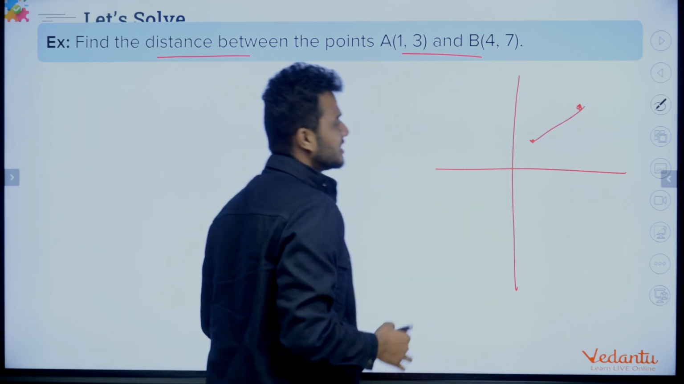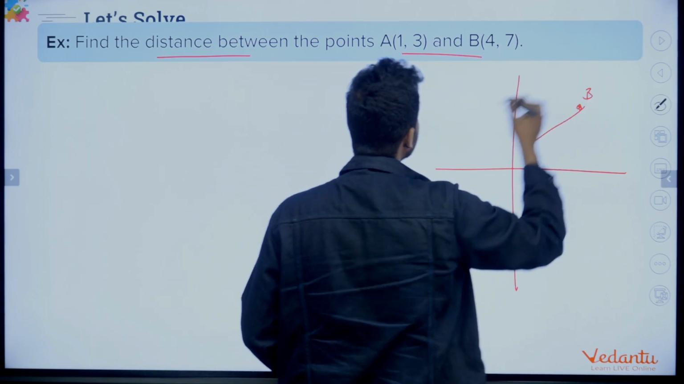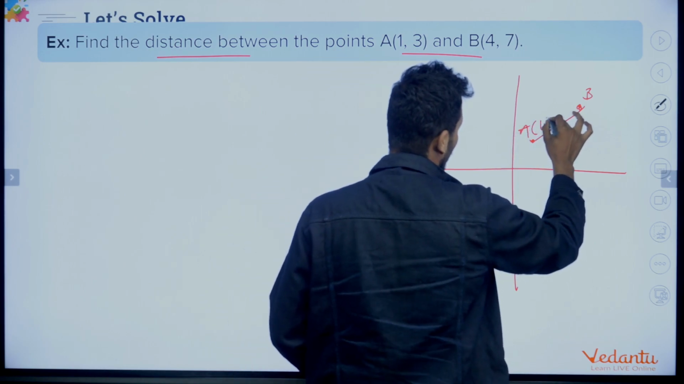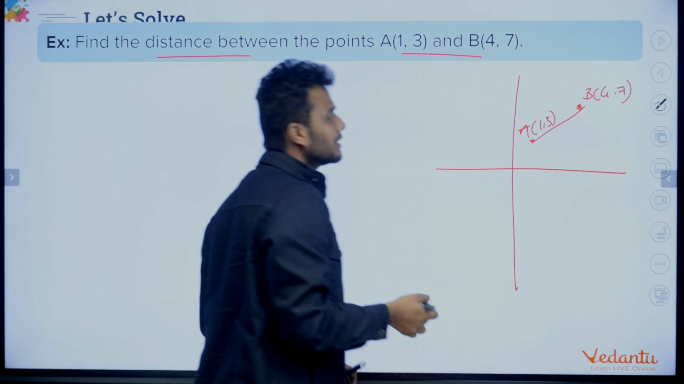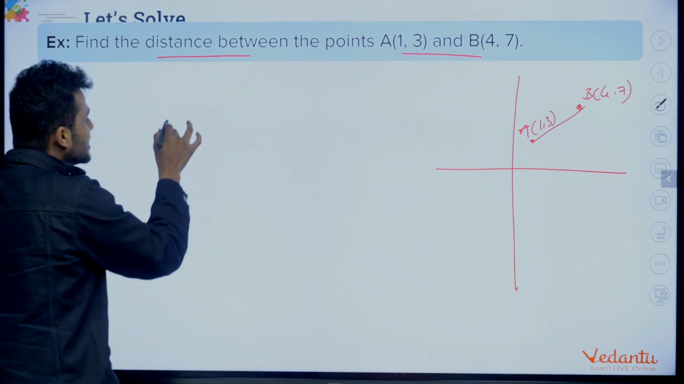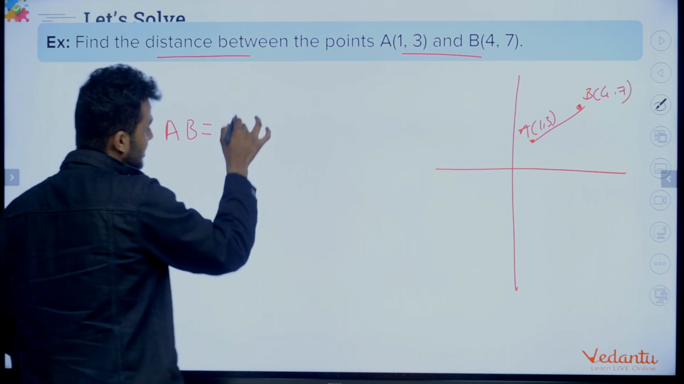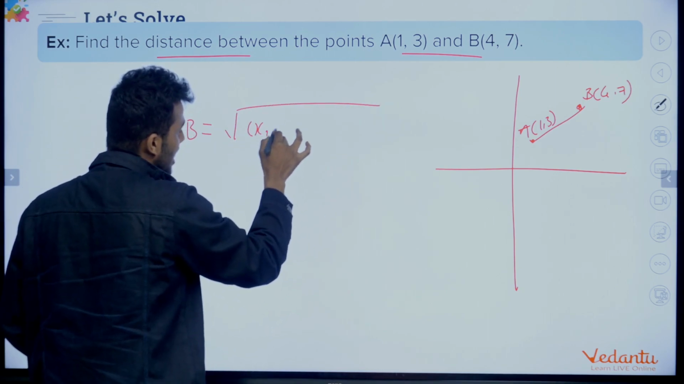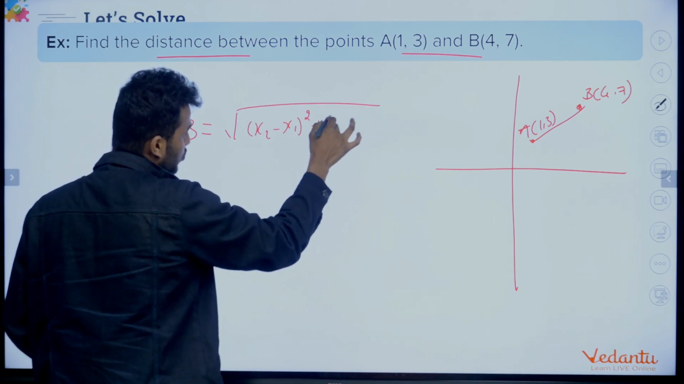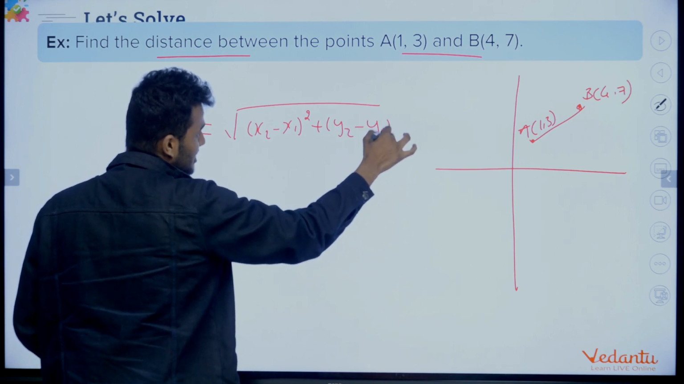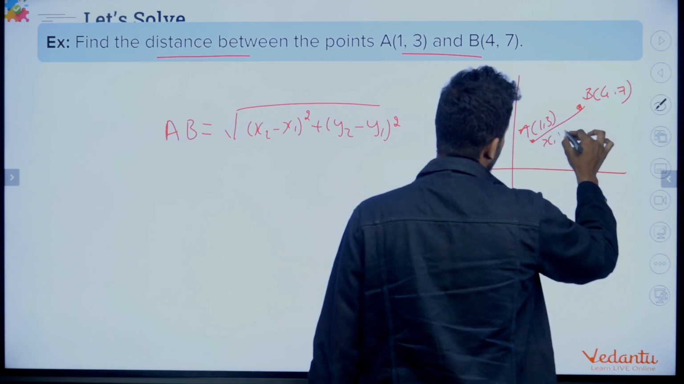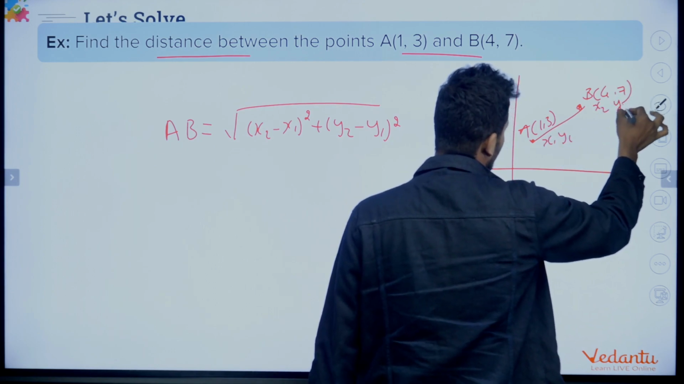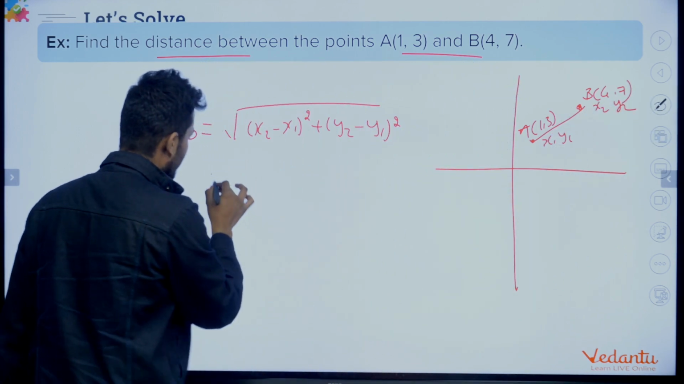We need to find the distance AB. What is the coordinate of A? A coordinate is (1, 3). In the case of B, the coordinate is (4, 7). By using the distance formula, what is the distance formula? x2 minus x1 whole square plus y2 minus y1 whole square. This is the distance formula. Here, these are the x1, y1 values. These are the x2, y2 values. 4 minus 1 whole square.